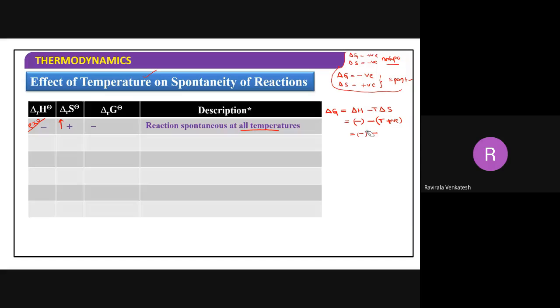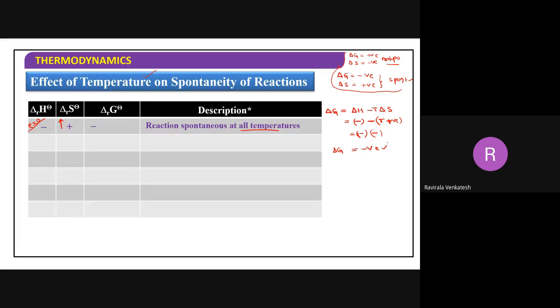Again minus. So the value will be what here? Minus. I'm not multiplying here. I'm just adding this minus plus minus. How much will it be? Minus only. That means delta G will always be negative.